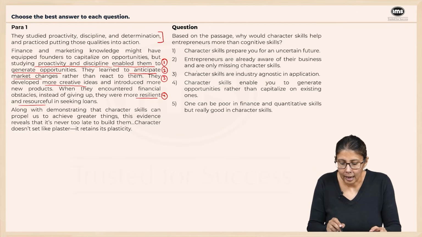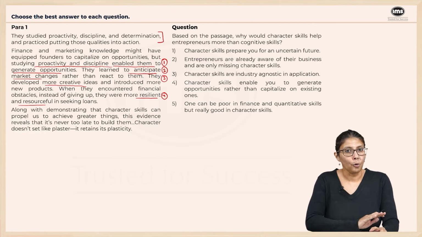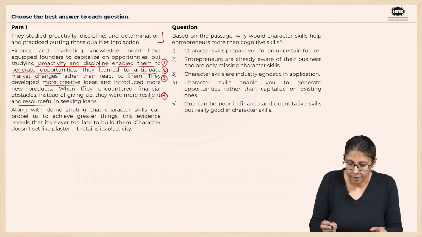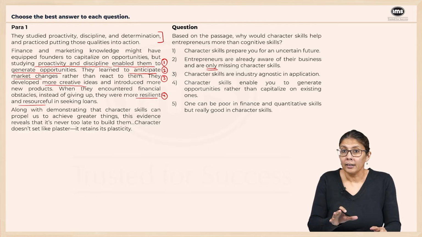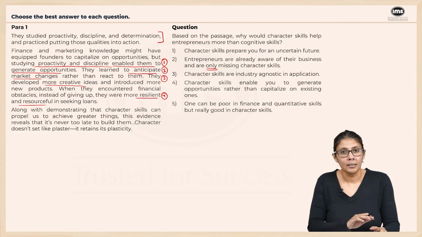The second one says entrepreneurs are already aware of their business and are only missing character skills. So first of all, in this study, we are not trying to say that they had all the business knowledge that they needed, but they were only missing character skills. And because we provided the character skills training, because they already understood their business, it helped them a lot. So we can't establish that they were only missing character skills and that cognitive skill training was not necessarily required. That is why option 2 is out.